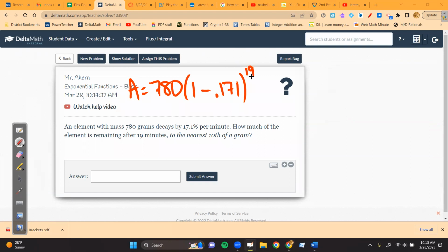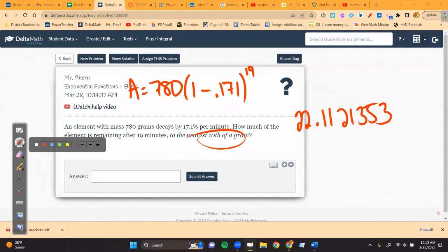Now notice it says round to the nearest tenth. If you're typing along with me, which you don't have to, my calculator says 22.1121353. If it says nearest tenth, remember the tenths place is the first number after the decimal. So there will be no numbers after this blue wall. So my answer will be 22.1.